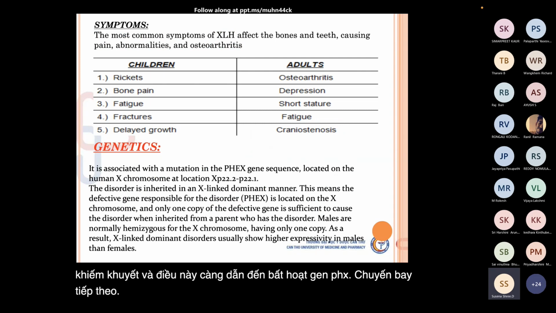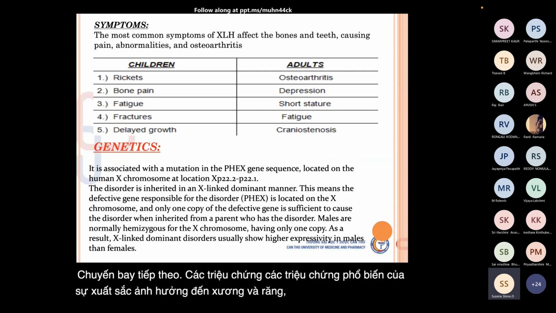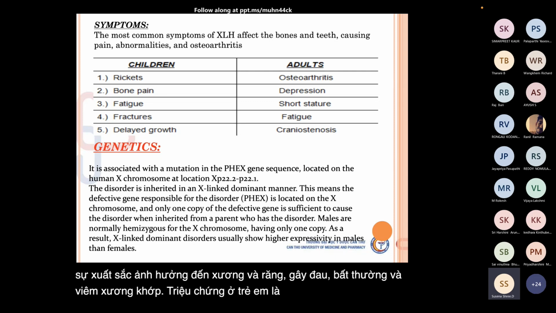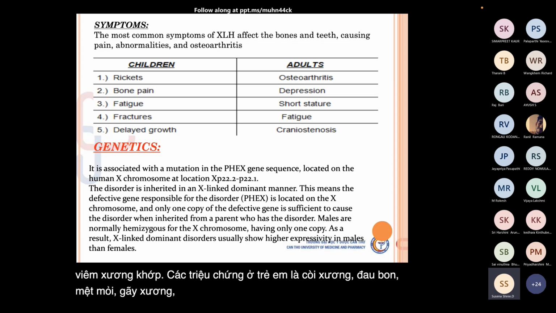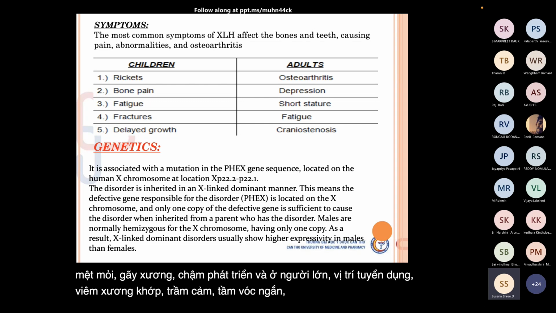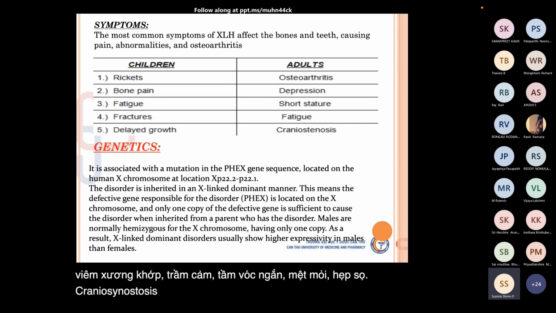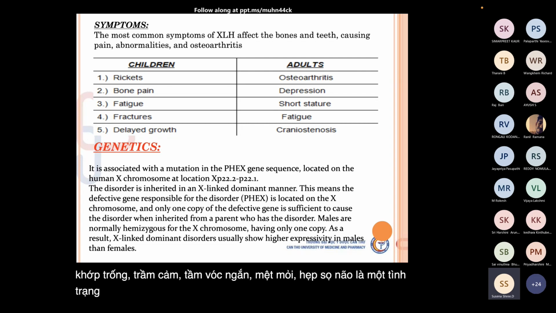Symptoms. The common symptoms of XLH affect the bones and teeth, causing pain, abnormalities, and osteoarthritis. Symptoms in children are rickets, bone pain, fatigue, fractures, and delayed growth. And in adults, we can see osteoarthritis, depression, short stature, fatigue, and craniostenosis. Craniostenosis is a condition in which the skull gets contracted in adults.